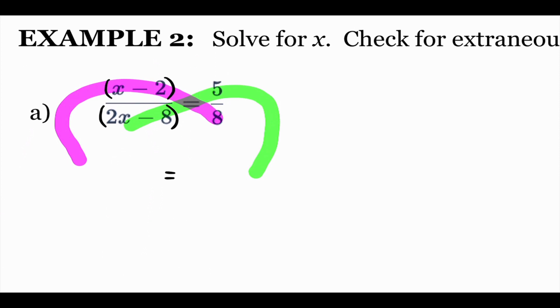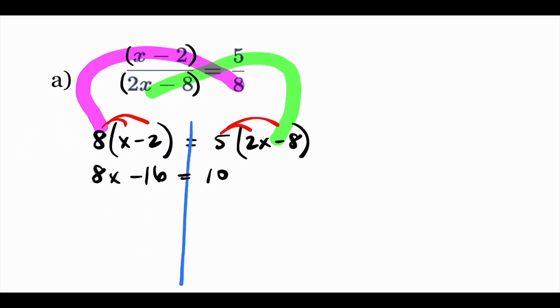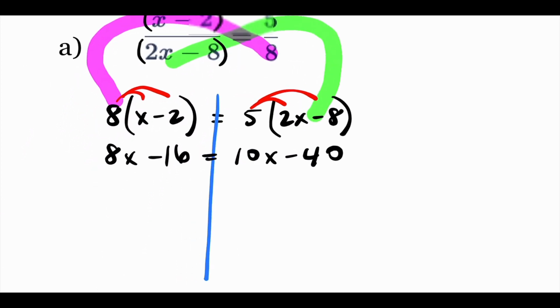Equal stays in the middle. So on one side, I get 5 times the binomial 2x minus 8. And on the other side, I get 8 times the binomial x minus 2. Okay. Now I have to solve. So to solve, I have to do the distributive property. Eight x minus 16 equals 10x minus 40.